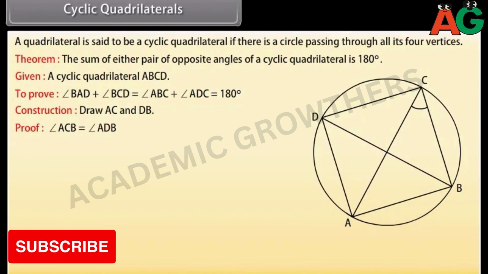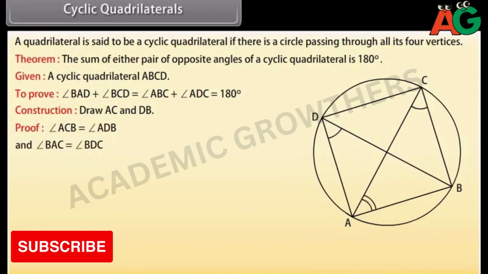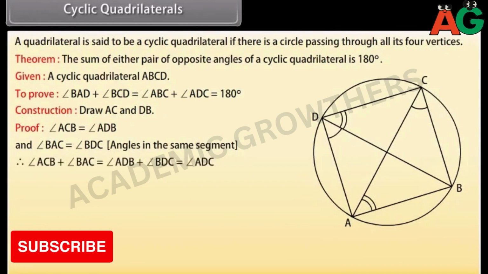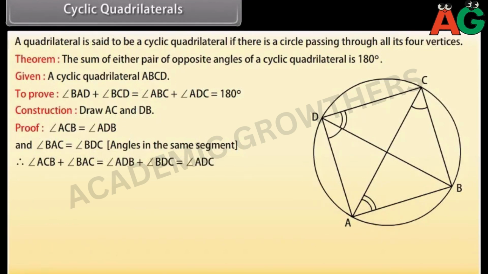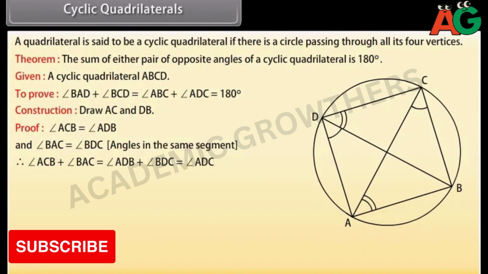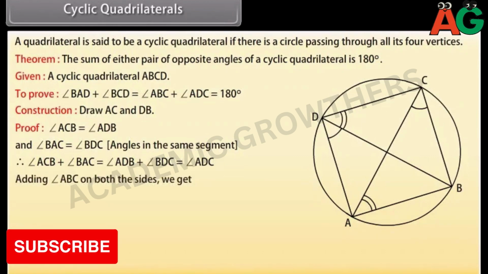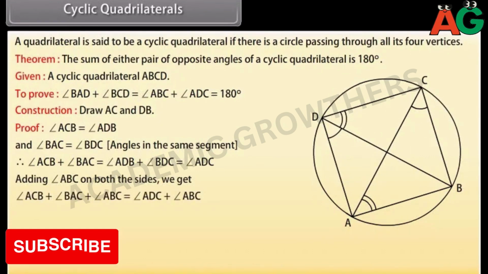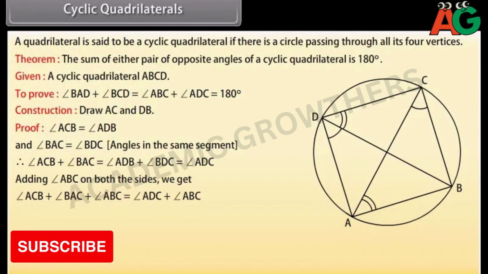Prove: Angle ACB is equal to angle ADB and angle BAC is equal to angle BDC because these are the angles in the same segment. Therefore, angle ACB plus angle BAC is equal to angle ADB plus angle BDC, which equals angle ADC. Adding angle ABC on both the sides, we get angle ACB plus angle BAC plus angle ABC, which is equal to angle ADC plus angle ABC.